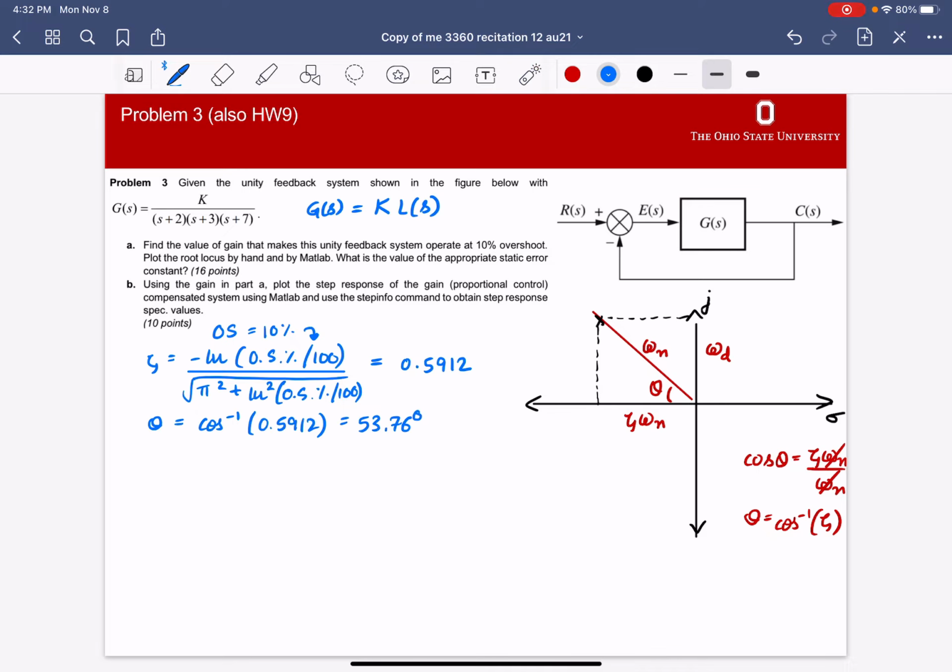So we have a -2, and then we have a -3, and then we also have a -7.